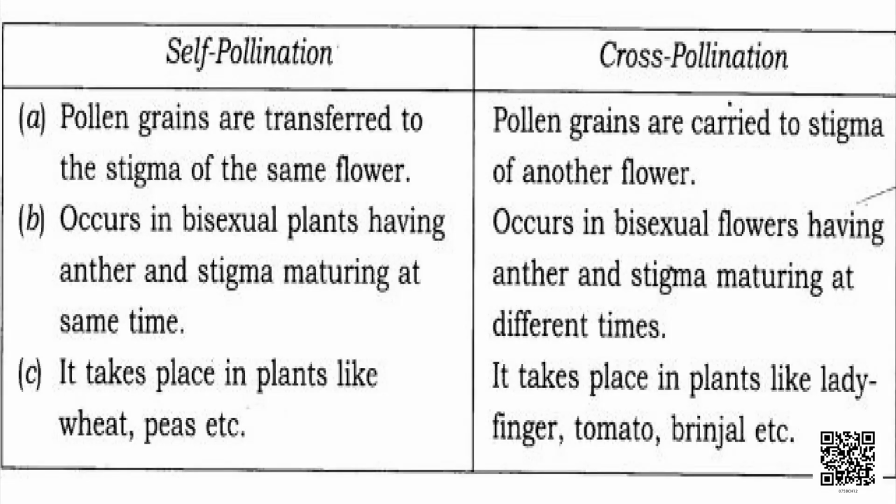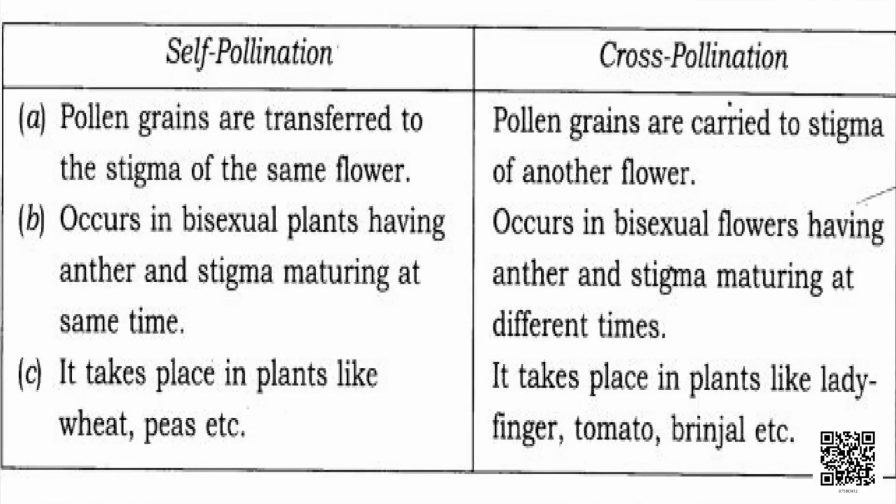Moving on to the next question now, which is the difference between self-pollination and cross-pollination. Students, to answer it, in self-pollination, pollen grains are transferred to the stigma of the same flower. In cross-pollination, pollen grains are carried to the stigma of another flower.